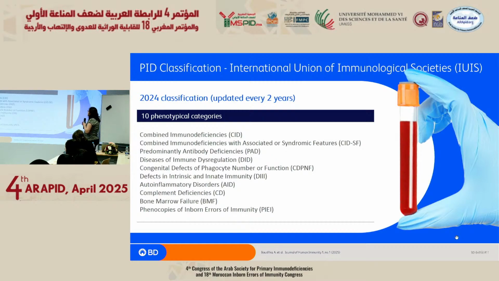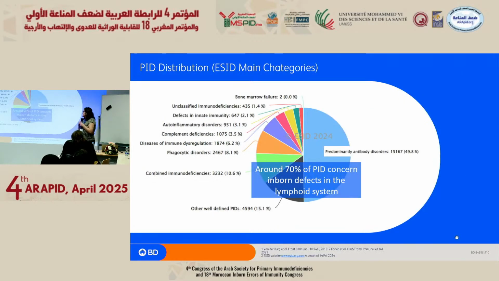So the International Union of Immunological Societies publishes a classification every 2 years, and there they classify 10 different phenotypical categories for PID. If we look in more detail at these categories, around 70% of them concern inborn defects in the lymphoid system. This is important for the use of the PIDOT after.